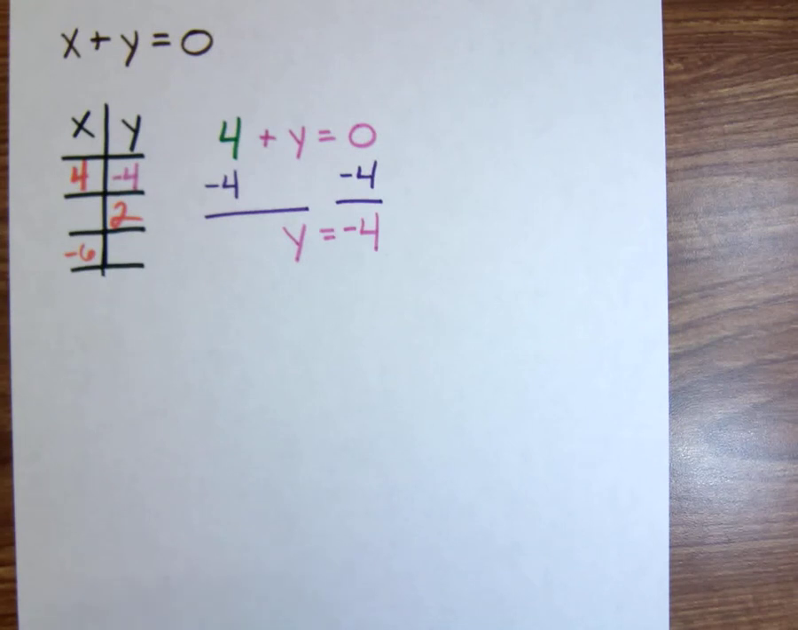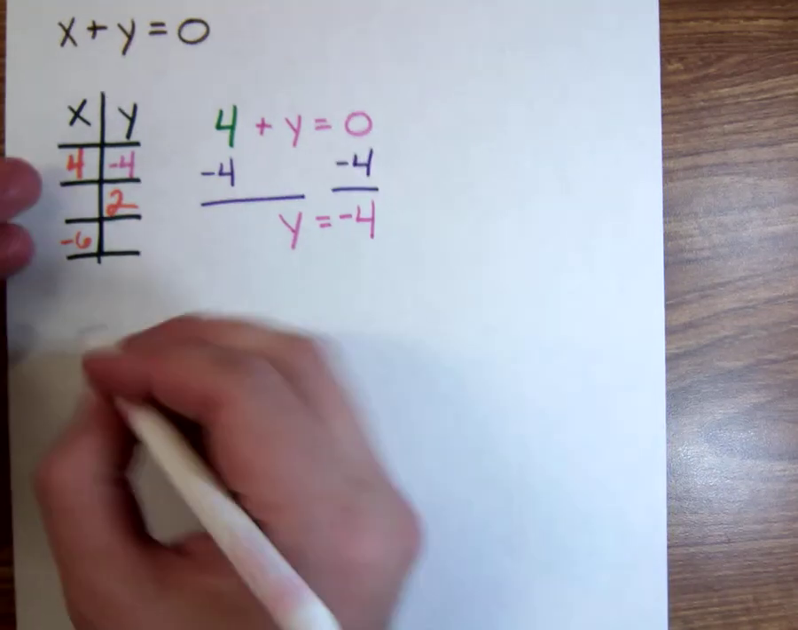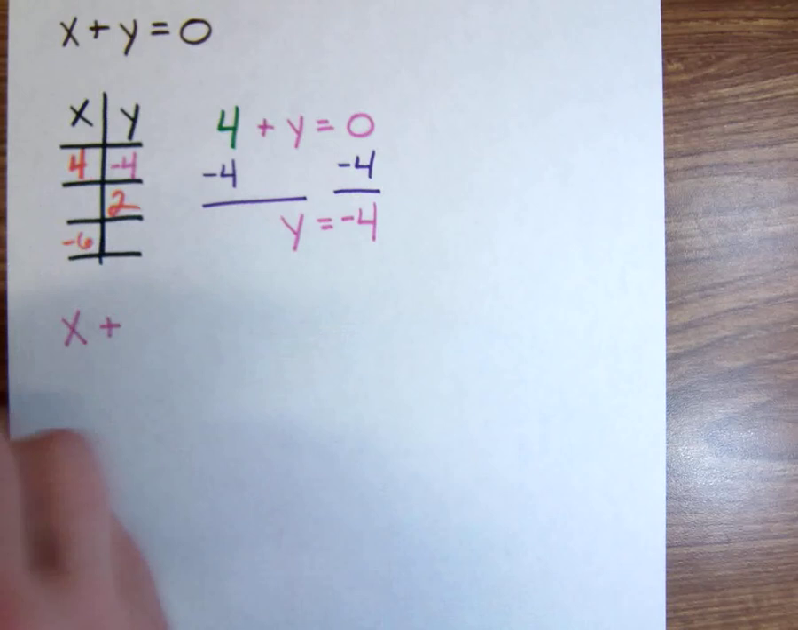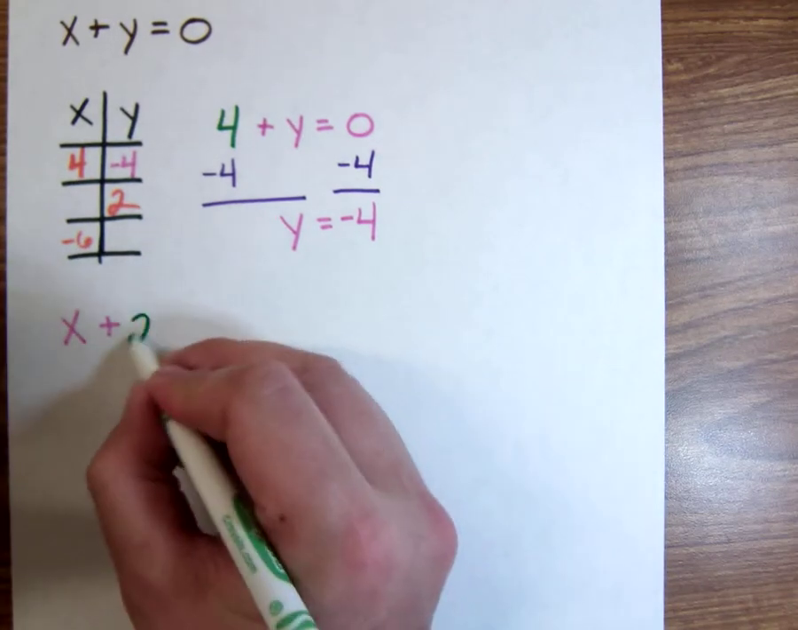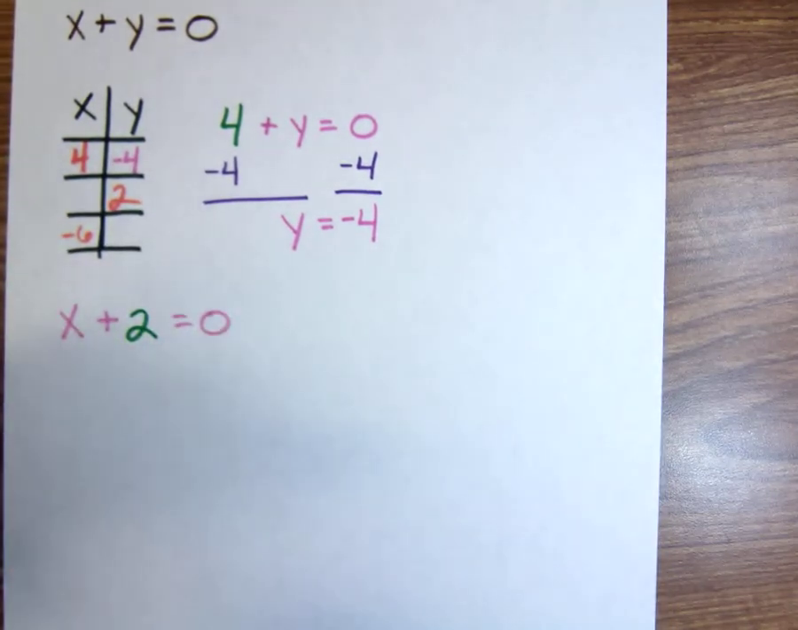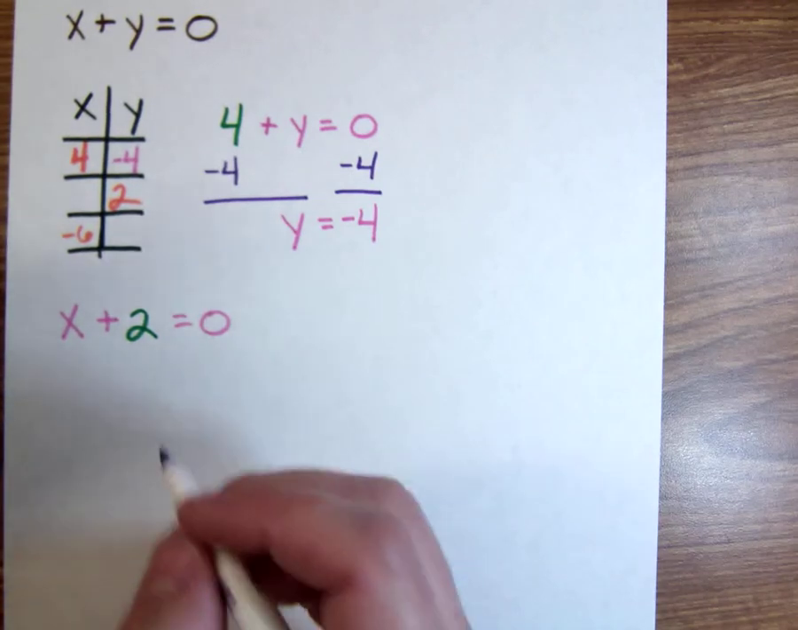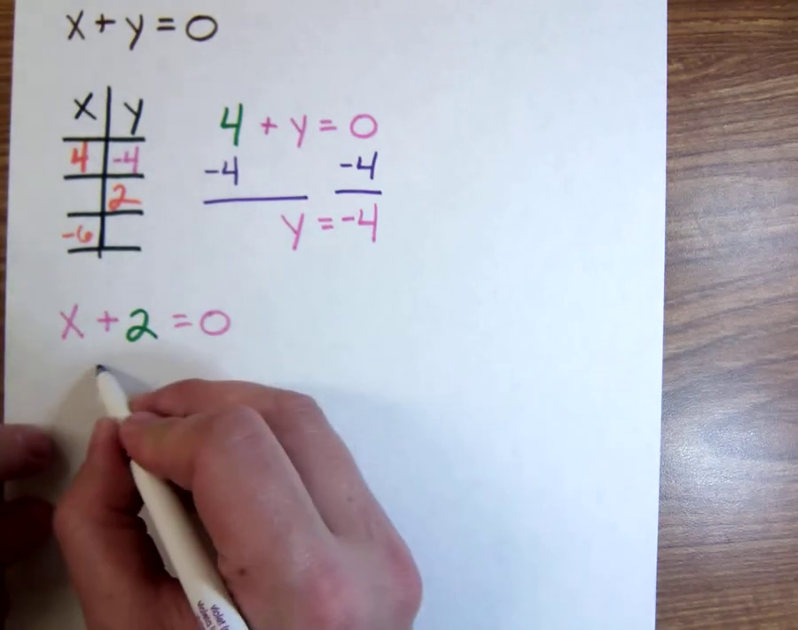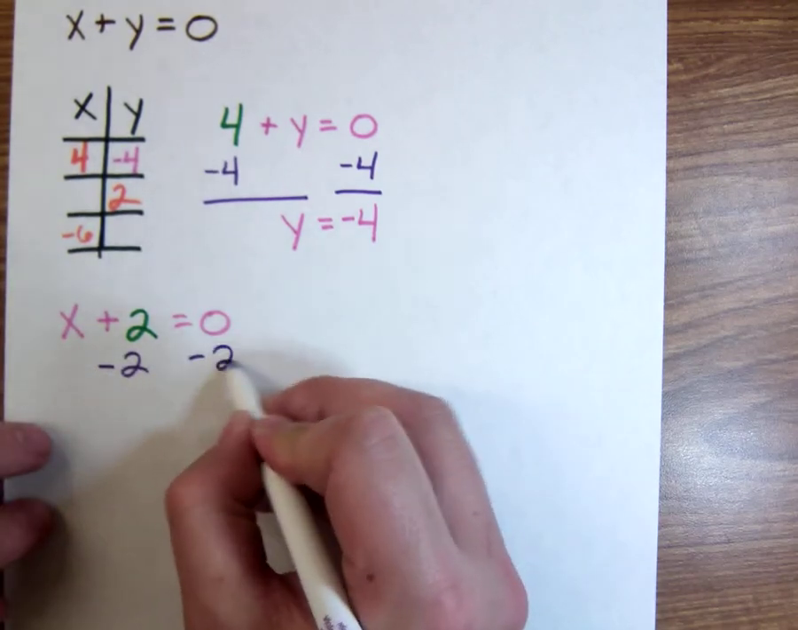Cool, one down. Okay, great. Let's do that one next. X plus 2 equals 0. What do I do? Subtract 2. Good.